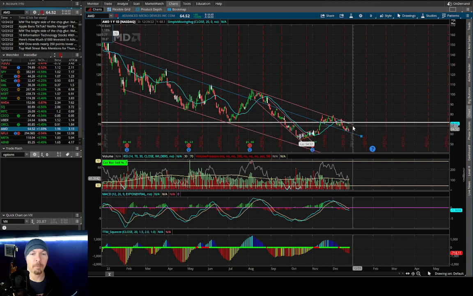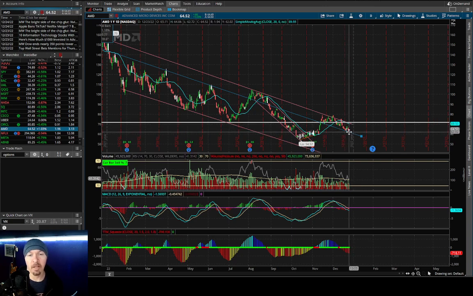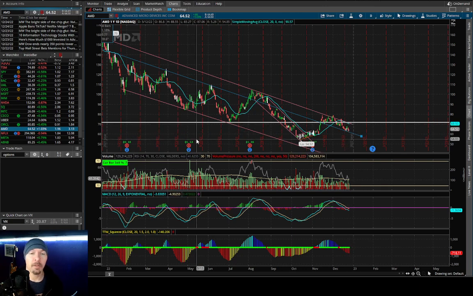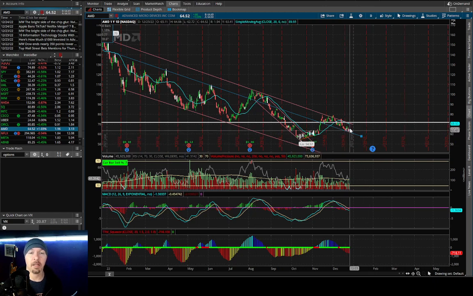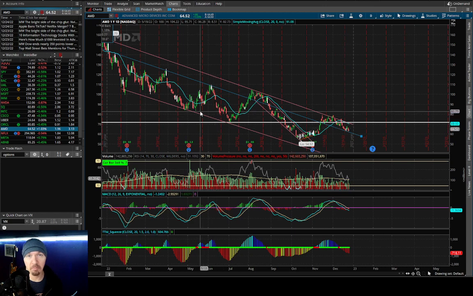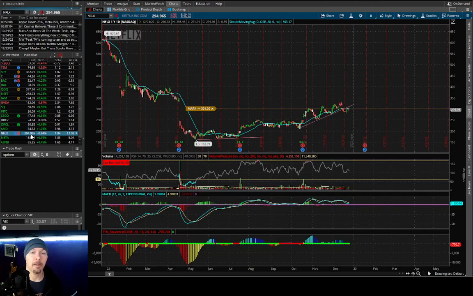So we could get trapped in this range for a little bit, in which case there might be some upside in here. I'm not going to alert it. But if you like this ticker, this might not be a bad spot for it to take a bounce back to the upside.